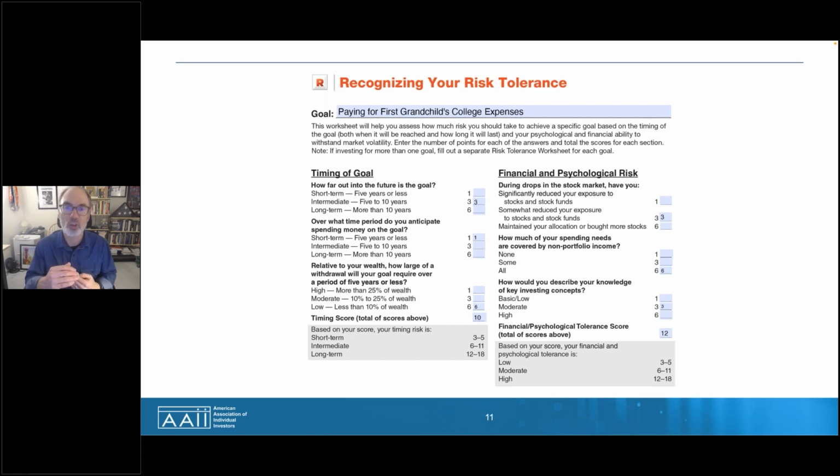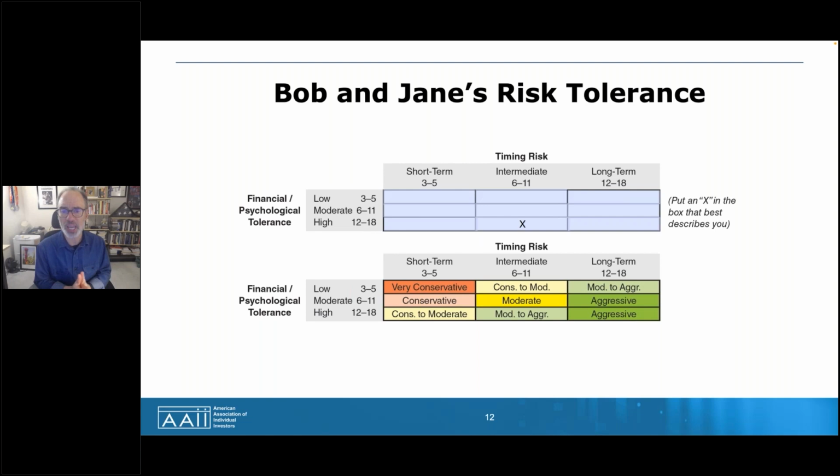And so based on this, we assign two components: what's your timing risk and what's your financial and psychological risk. And this is on the Recognizing Your Risk Tolerance worksheet. So for Bob and Jane, based on their scores, we assume they have almost a high tolerance for risk from a financial and psychological standpoint, but an intermediate timing risk, because obviously college is going to be coming up in 8 years, and then hopefully they'll only be spending on it for 4 years.